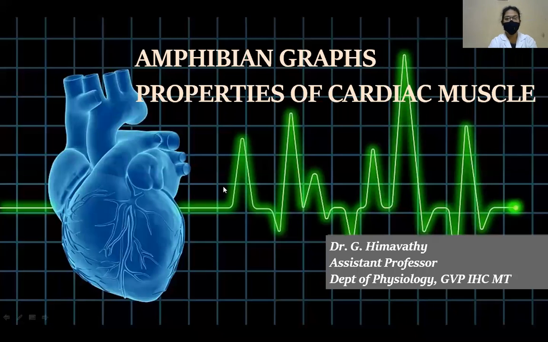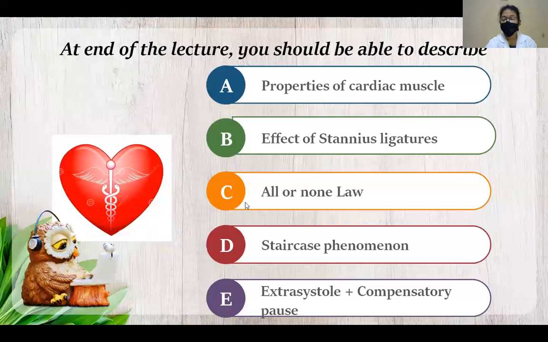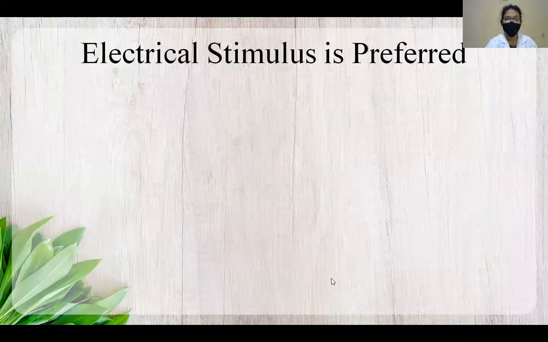Today we will discuss amphibian graphs, and among them, the properties of cardiac muscle. By the end of this lecture, you should be able to describe the various properties of cardiac muscle, the effect of Stannius ligature, the all-or-none law, the staircase phenomenon, and what extrasystole and compensatory pause are.